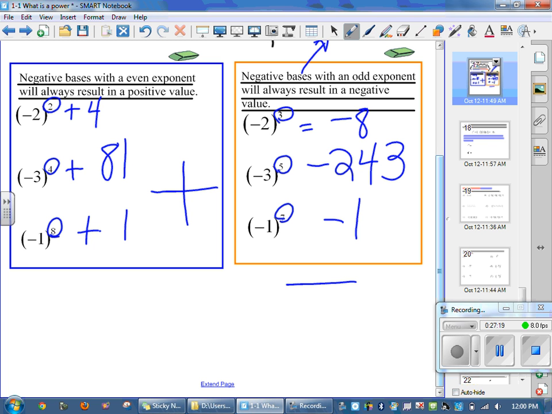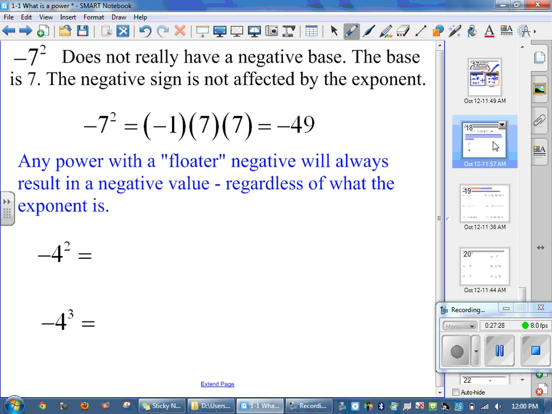And that's what this talks about. It says negative 7 squared doesn't have a negative base. The base is actually positive 7. The negative sign is not affected by the exponent. The negative sign is a hidden negative 1, is what it actually is. So it's called a floater negative. We call it a floater negative. And it always makes a negative answer for your exponent.